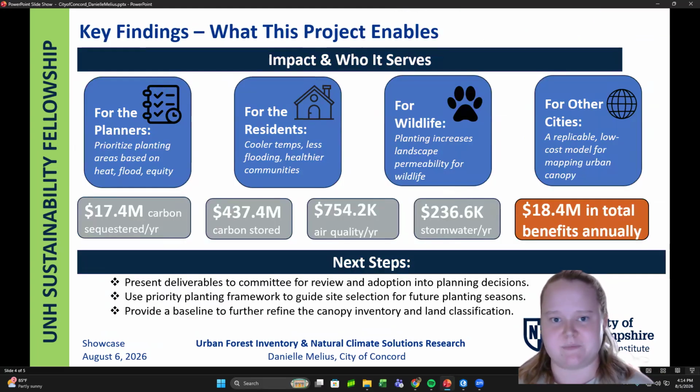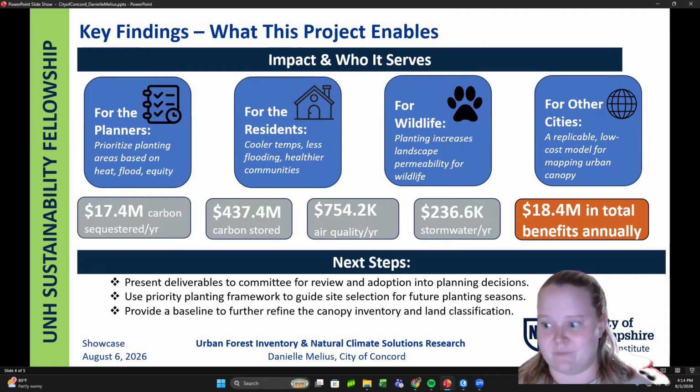So, who does this project serve? Who benefits from it? Well, I'm a little biased, but I feel like anyone could benefit from this information, whether it be people like my mentor, Beth, planners, people who will take this data and actually get the ball rolling of planting these trees for the most benefits. The residents, the people, hopefully they can experience cooler temperatures, less flooding, a healthier community and ecosystem.